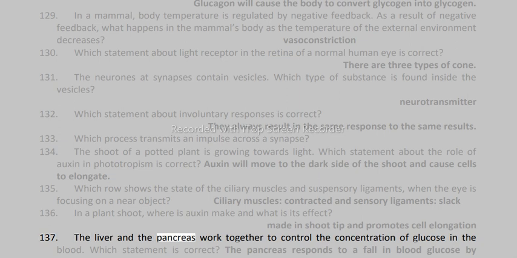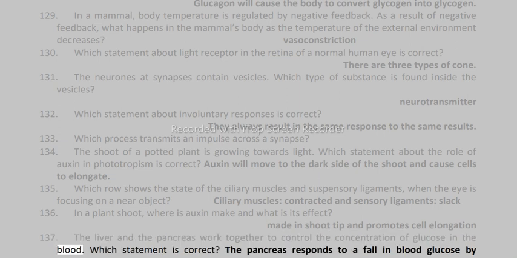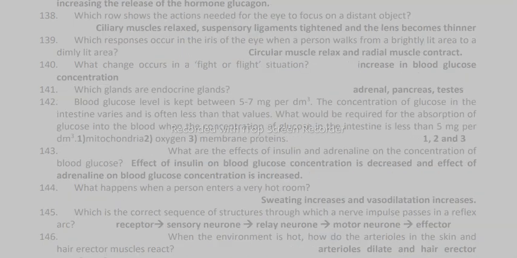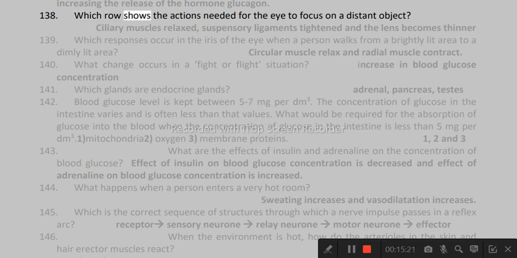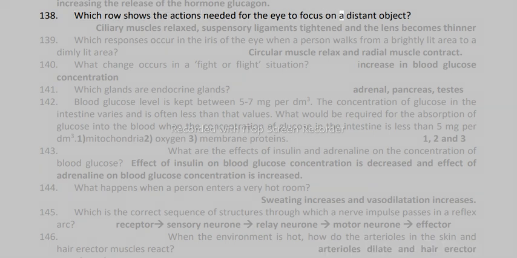137. The liver and the pancreas work together to control the concentration of glucose in the blood. Which statement is correct? The pancreas responds to a fall in blood glucose by increasing the release of the hormone glucagon. 138. Which row shows the actions needed for the eye to focus on a distant object?